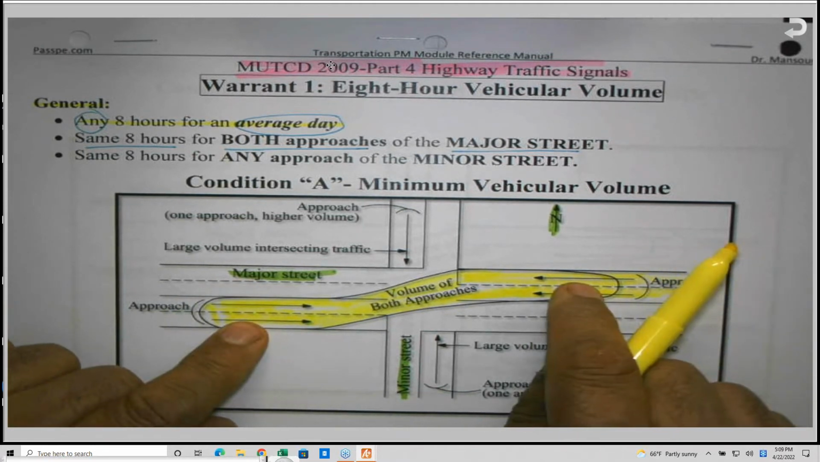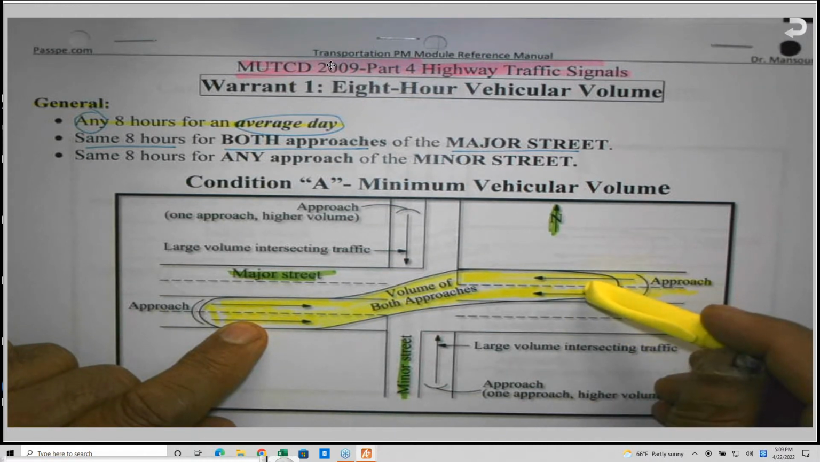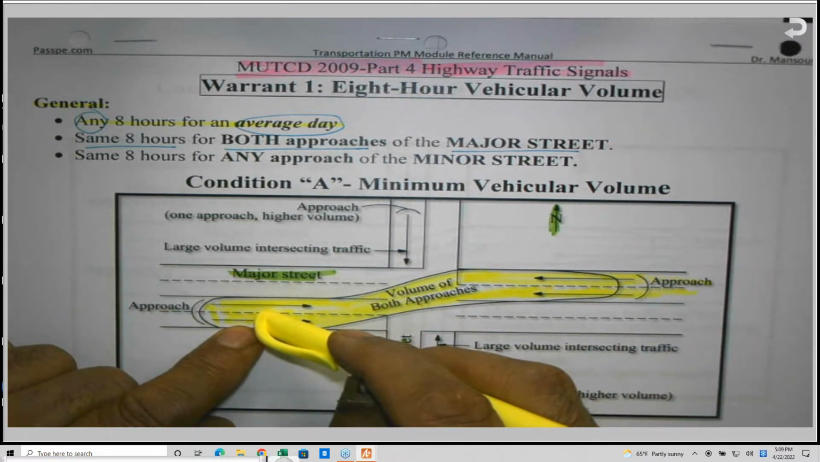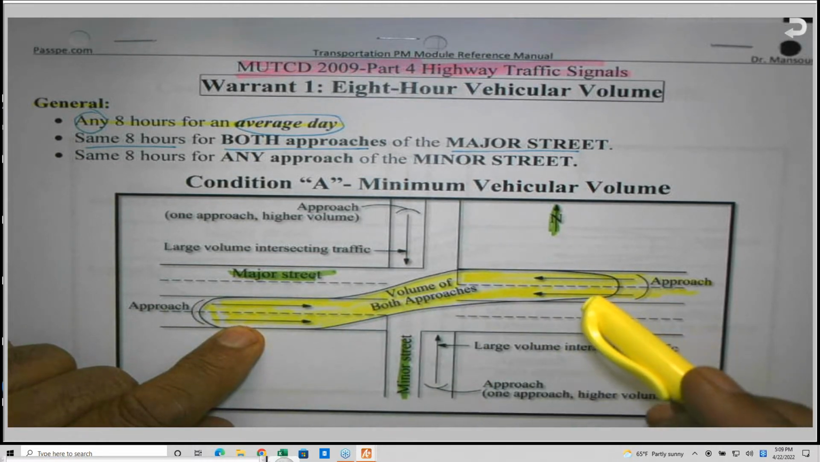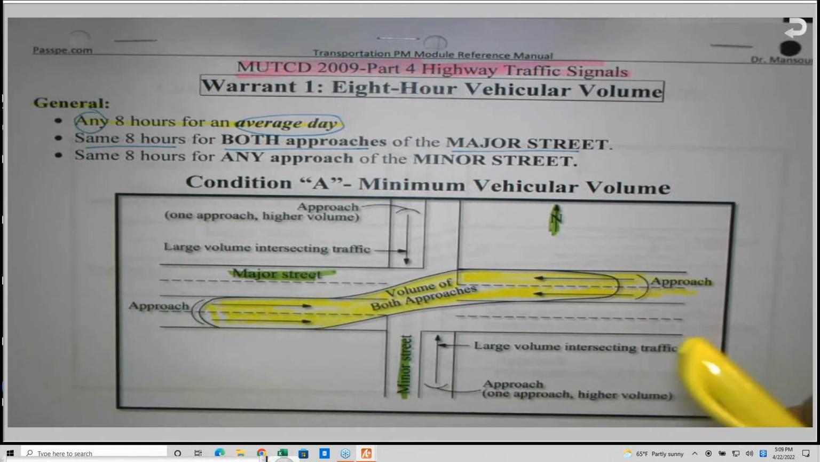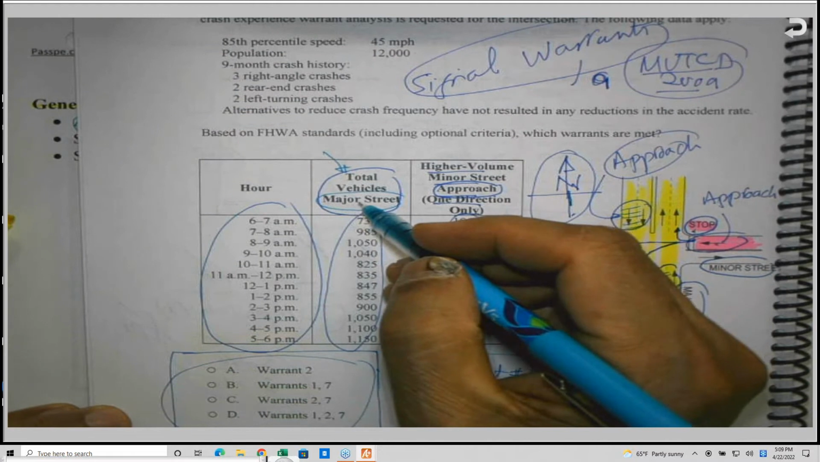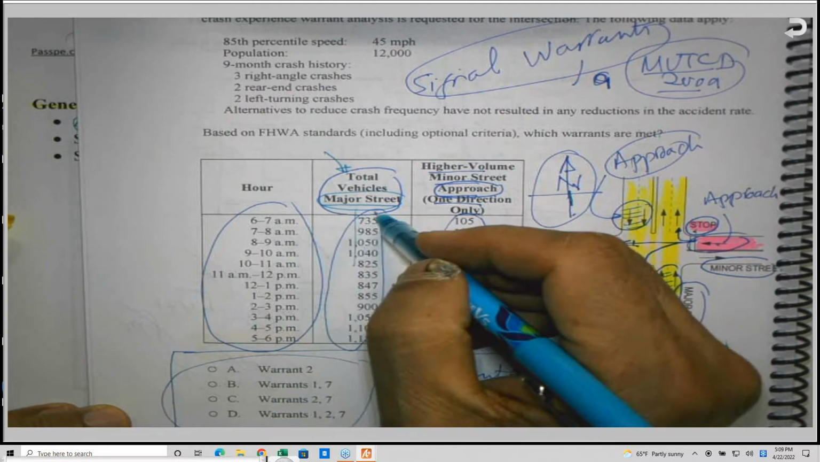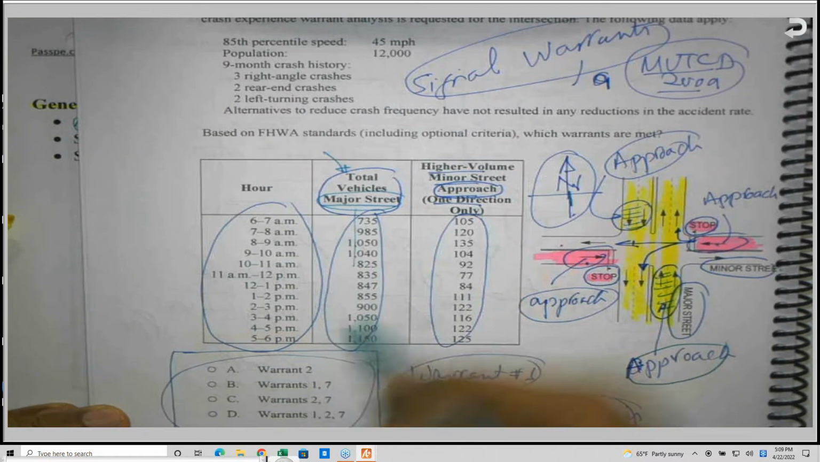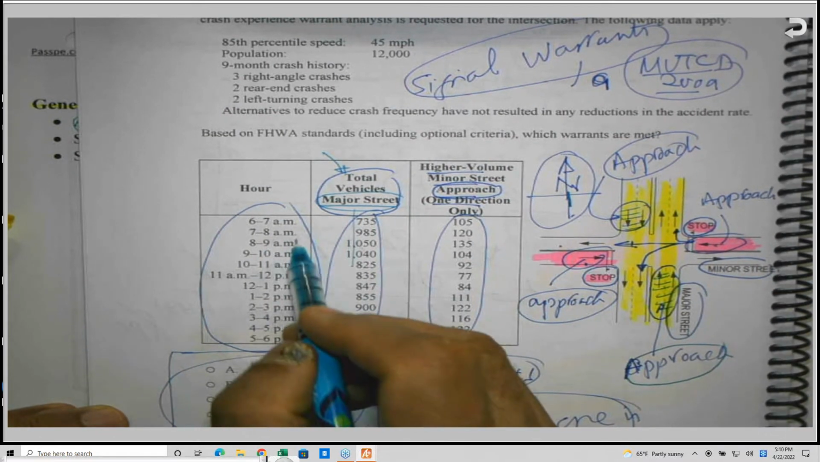But this approach must be for the same hour. I don't take the approach here between 1 and 2 and this between 3 and 4. No. It must be the total volume for both approaches within the hour you are talking about. It's not pick and choose. So if you are given this, it could be given in 2 columns, the eastbound and the westbound. And after that, you need to add them for the total. But when you add them, you add them for the same hour.